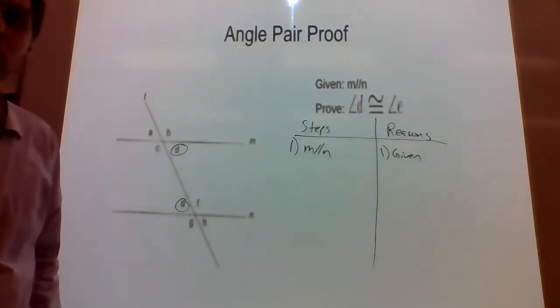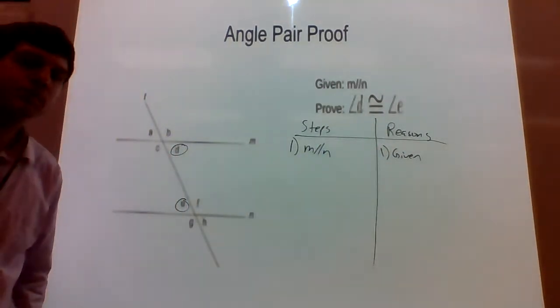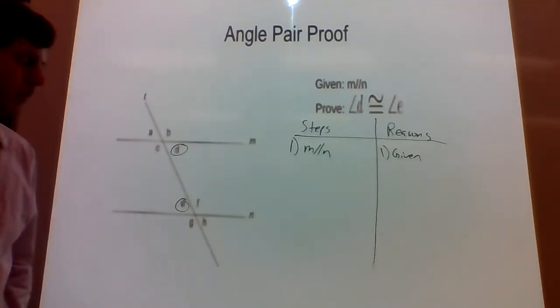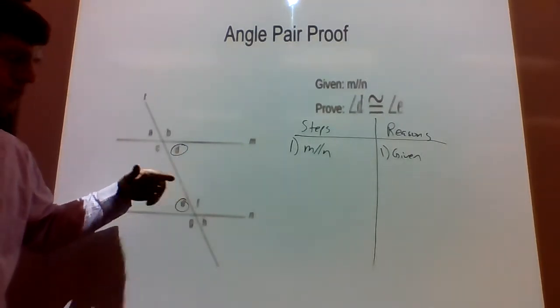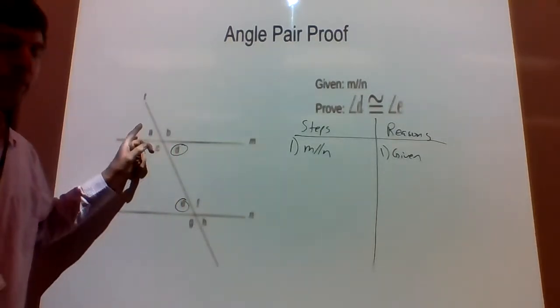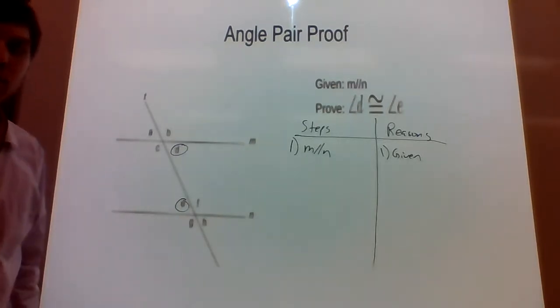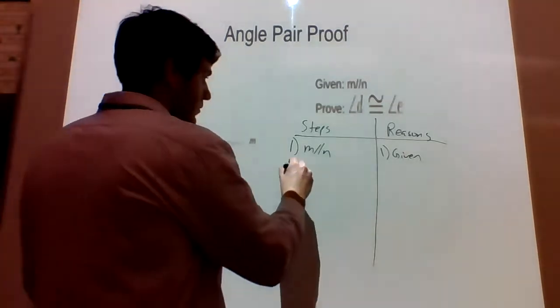Okay, but that's what we're trying to prove. We are trying to prove that the alternate interior angles are congruent. So we don't want to use that theorem. We want to find an indirect way to get there. So we want to go from D to something else that's congruent with. We can either go with A by the vertical angle theorem, or we can go with H by the corresponding angle theorem. Let's go to H. So angle D is congruent to angle H.